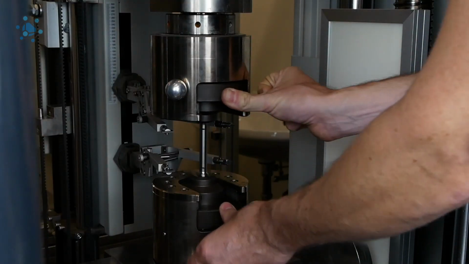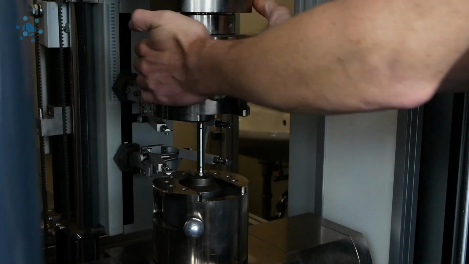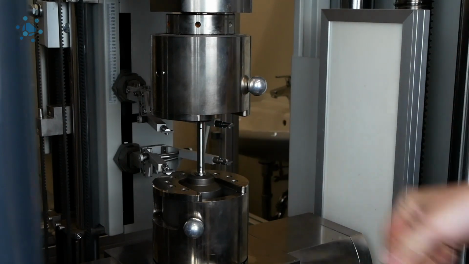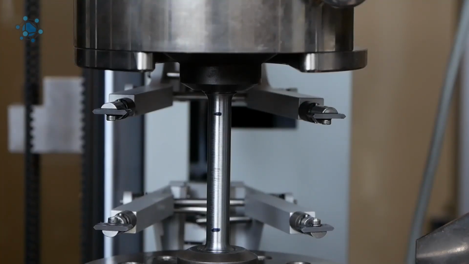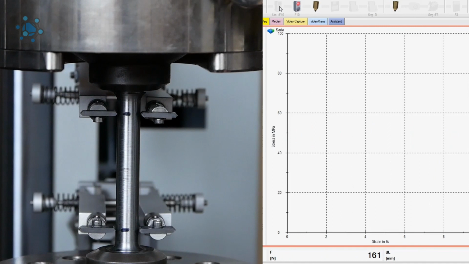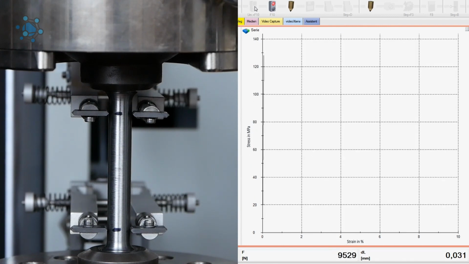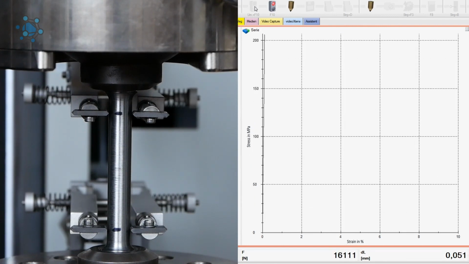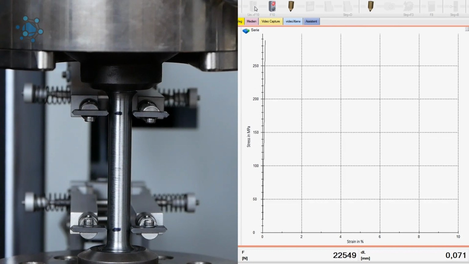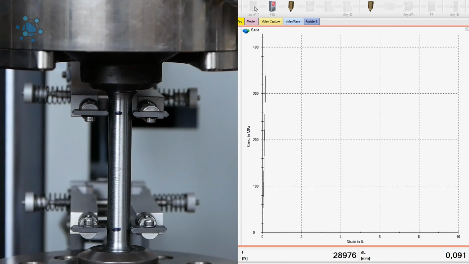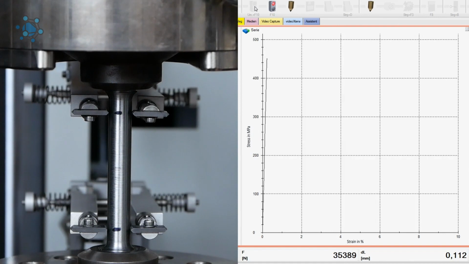After securing the grips holding the specimen, the tensile test begins by attaching an extensometer. By measuring the specimen directly, the extension can be determined more precisely. Pictured on the right is the stress-strain curve. It starts with a straight line representing the linear elasticity stage following Hooke's law. Below the graph, you'll see the force applied, measured in newtons, and the elongation, measured in millimeters.